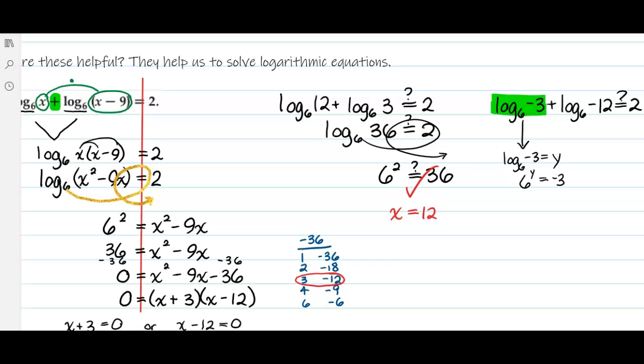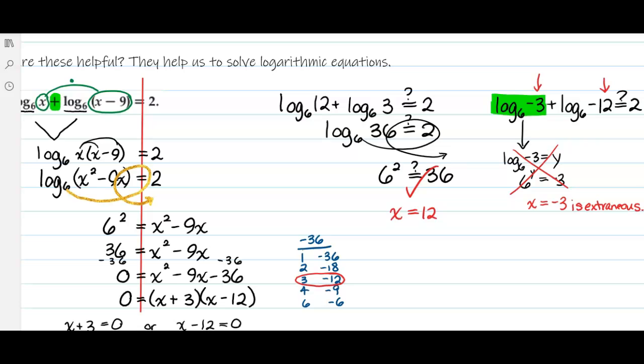Is that possible? Is it possible to raise 6 to any power and get a negative number? It is not. That is not possible. We cannot have a logarithm with a negative quantity right here, or right here for that matter. So -3 is an extraneous solution. And it is not a solution.